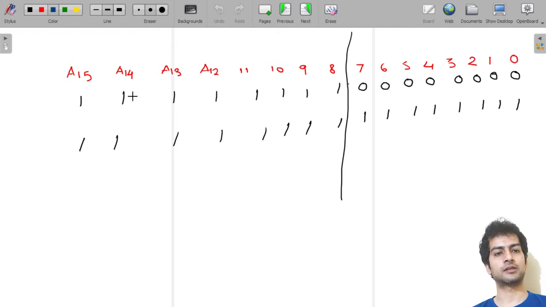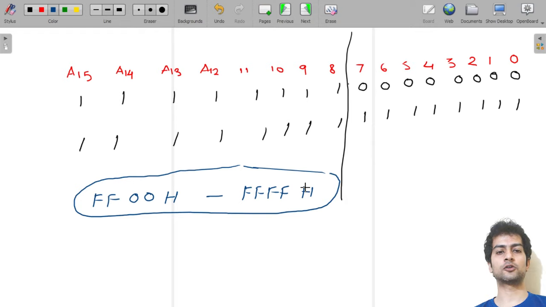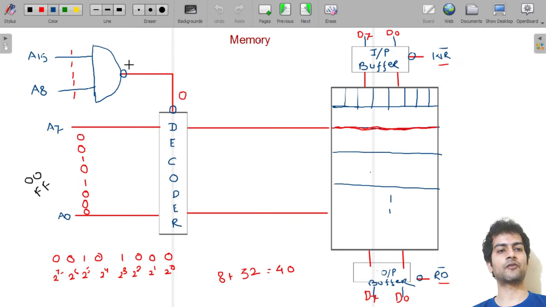So what will be its range? This is all 1s, that is FF, and this is all 0s, so the range goes from FF00H to FFFFH. So this will be my range. What I told you is that the range is not microprocessor dependent. The range is dependent upon the external hardware and the arrangement of the external hardware which we are using, and based on it, our range of memory will change.